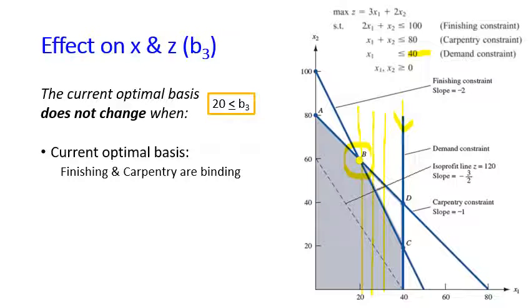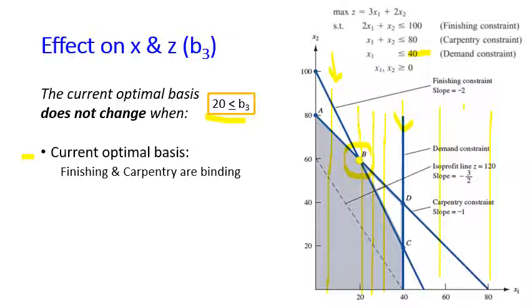It is not okay if B3 equals, let's say, 10, because if B3 equals 10, it will make the intersection between finishing and carpentry fall outside of the feasible region. However, if B3 is, let's say, 60 or 80, it is still okay. So as long as B3 is greater than or equal to 20, that is, 20 is less than or equal to B3, the current basis remains optimal.